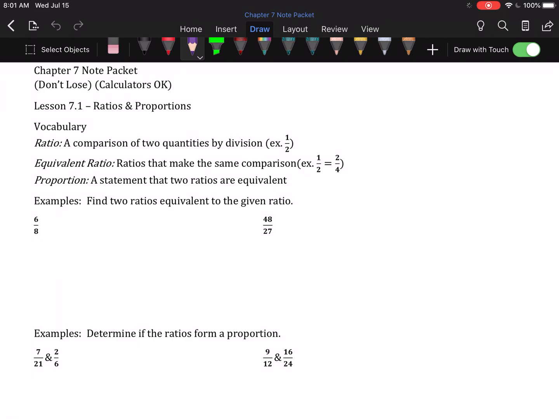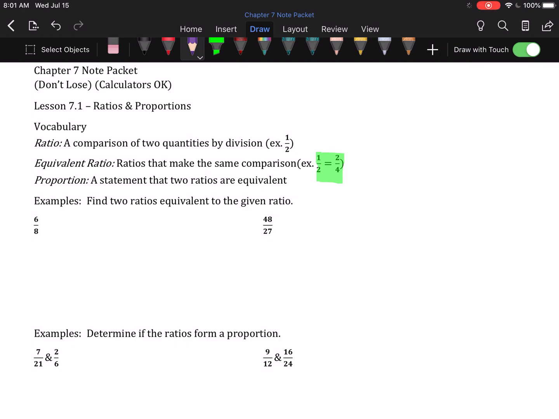Equivalent ratios are two ratios that say the same thing, they just look different, like 1/2 and 2/4. We typically give the simplest form of an answer. This is going to be one of those rare sections where some of your answers will be unsimplified fractions. And a proportion is just a statement that two ratios are equivalent. So this right here, this 1/2 equals 2/4, that's a proportion.